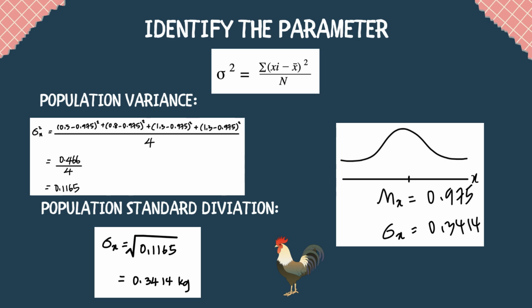On the right hand side, we can see a curve, where the mean is 0.975 and the standard deviation is 0.3414 for the population.